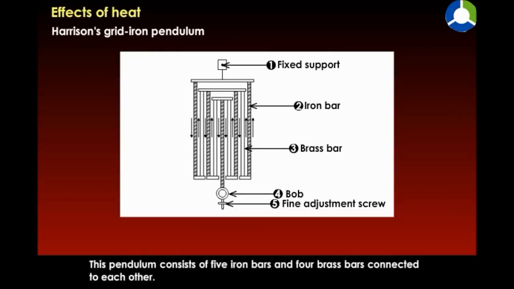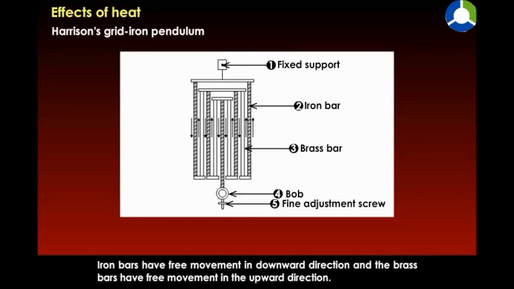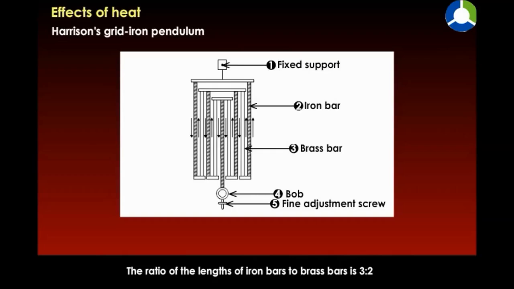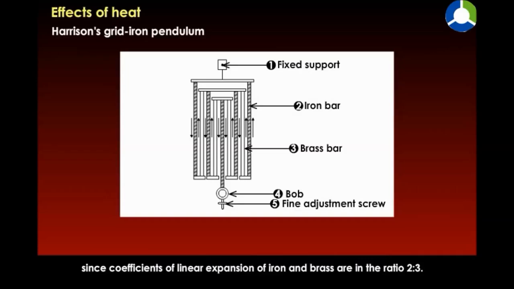Harrison's grid iron pendulum. This pendulum consists of 5 iron bars and 4 brass bars connected to each other. Iron bars have free movement in downward direction and the brass bars have free movement in upward direction. The ratio of the lengths of the iron bars to the brass bars is 3:2 since coefficients of linear expansion of iron and brass are in the ratio 2:3.